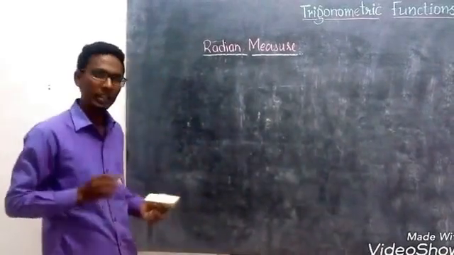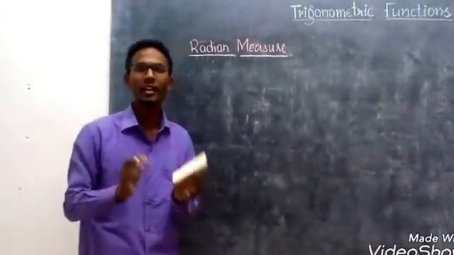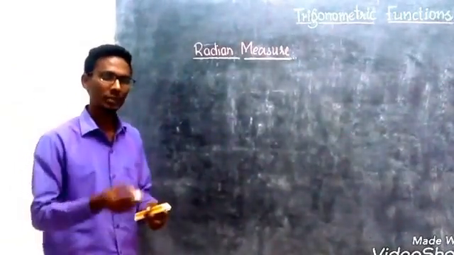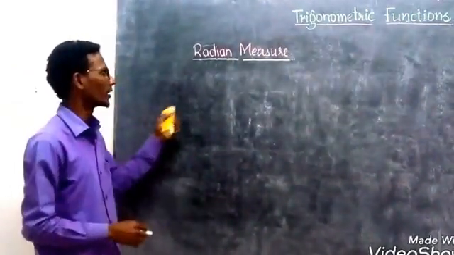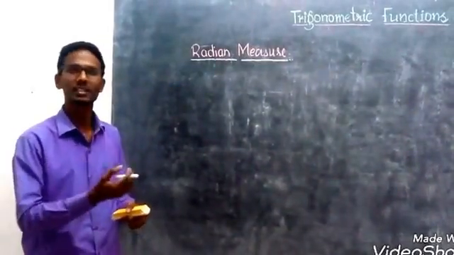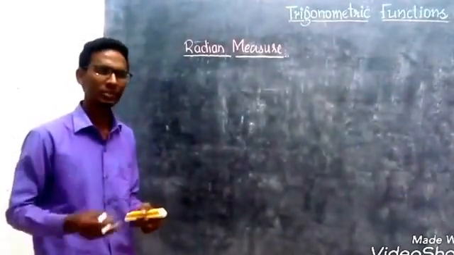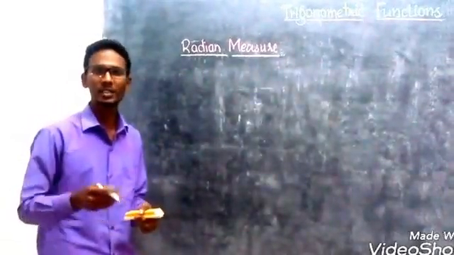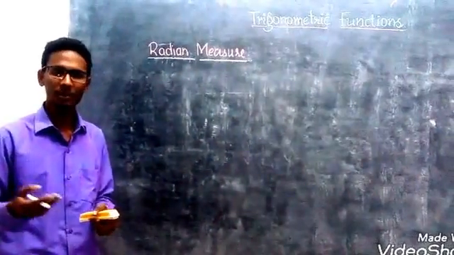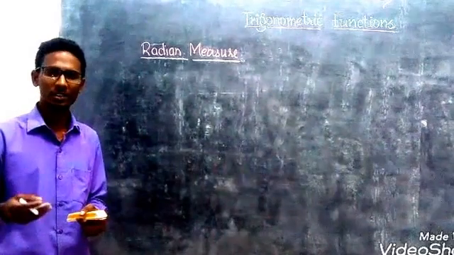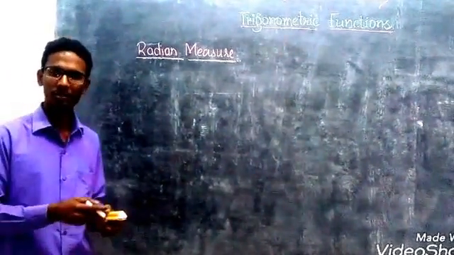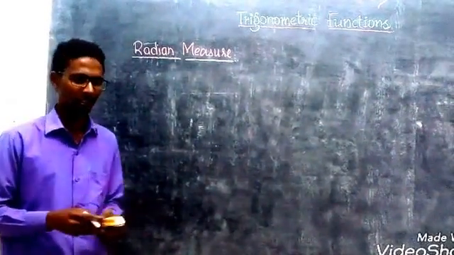Radian. So we all know that angles are measured in degrees, but there is one more unit in which we measure angles, called the radian. Why do we need this radian measurement? First of all, when you measure length, you take it in units of meters, next kilometers, isn't it? In the same way, for mass, you take it in grams and kilograms.